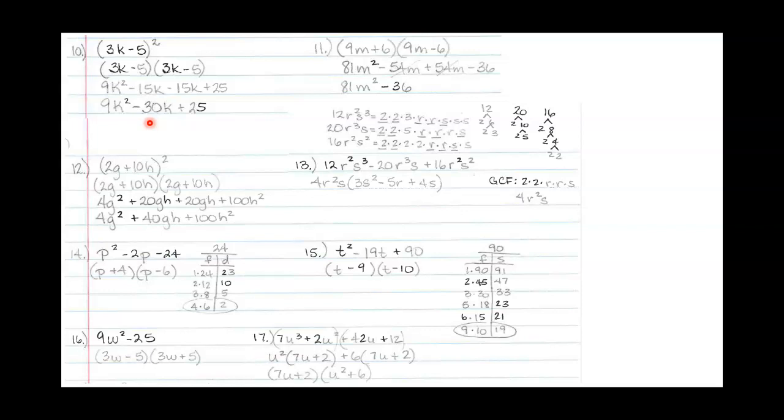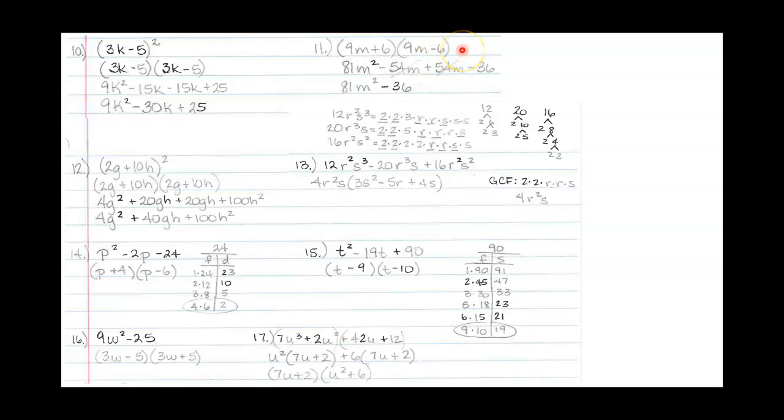The most common mistake I see with this is that students square this first term and get 9k squared, and they square this last term and get 25. So they get this part and this part, but they're missing the inner and the outer terms that combine. So that would be half wrong. So we want to be sure that we rewrite that as the binomial times the binomial and FOIL it out.